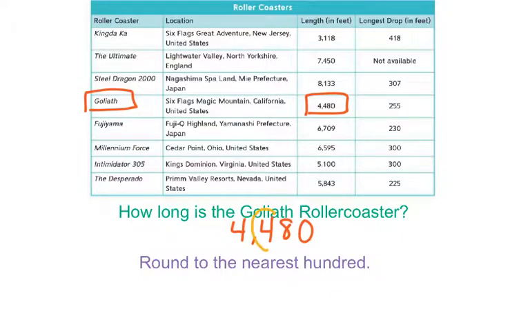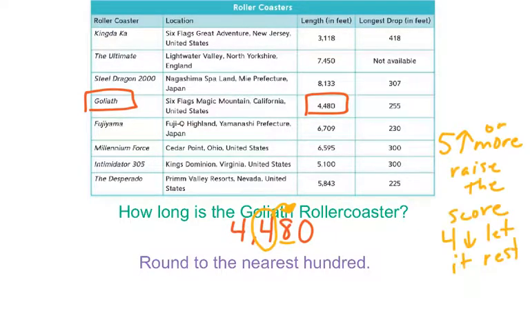So I'm going to circle the number that's in the hundreds place, and I'm going to draw a little arrow. I'm going to draw an arrow to the neighbor, and this is what I would do if I were in school. I'd say, hey neighbor, 5 or more, raise the score, 4 or less, let it rest. Let me say that again. 5 or more, raise the score, 4 or less, let it rest.